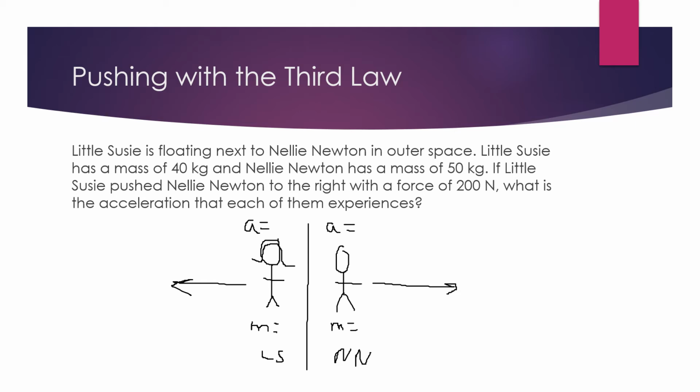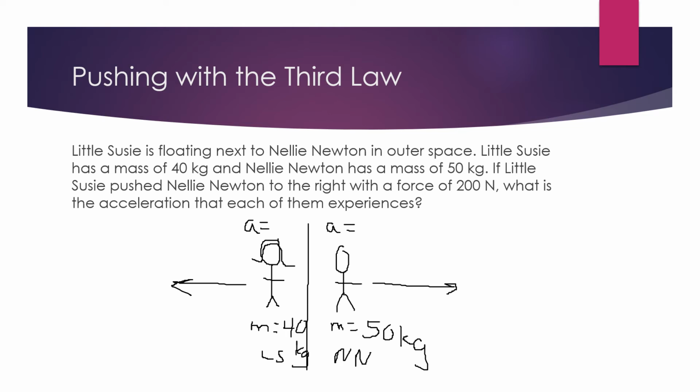So here is the general picture that you should draw for all of Newton's third law problems. You have little Susie on the left, acceleration up top, mass on the bottom, acceleration up top, mass on the bottom, and then the arrow is the equal and opposite force. So it says little Susie is floating next to Nellie Newton in outer space. Little Susie has a mass of 40 kg, so underneath little Susie, I'm going to put 40 kg. That's her mass. Nellie Newton has a mass of 50 kg. So her mass is 40, his mass is 50.